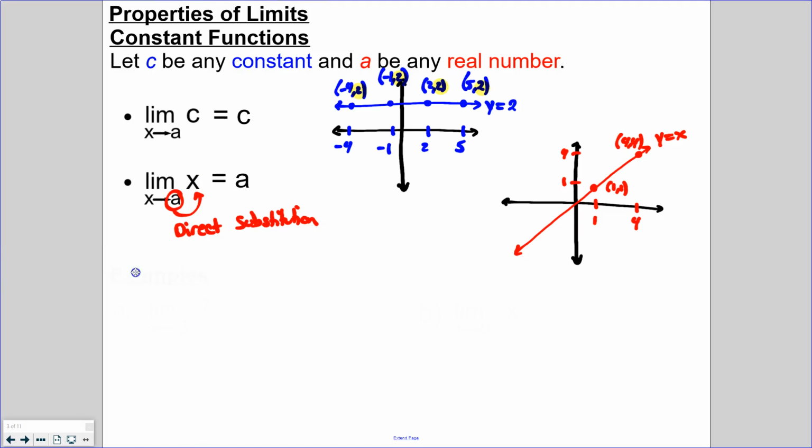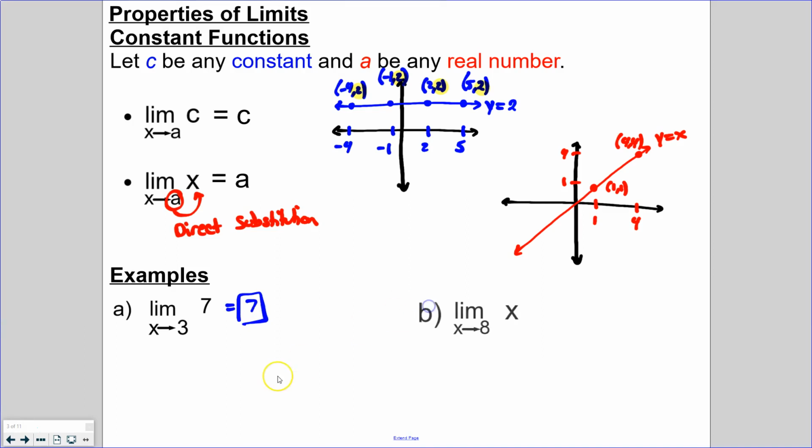Alright, so now let's just take a look at some quick examples of how to apply these properties. Since they're the only two that we know, these two examples are going to be pretty straightforward. So looking at letter A, we're looking at the limit as x approaches 3 of 7. So here we have a constant function of 7, which means the output or the height of this function will always be 7, meaning the limit will then also always be 7. Woo! Done.